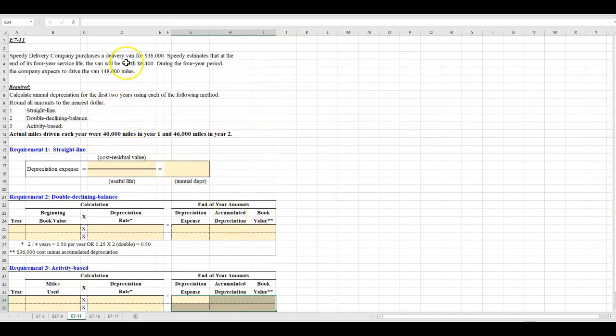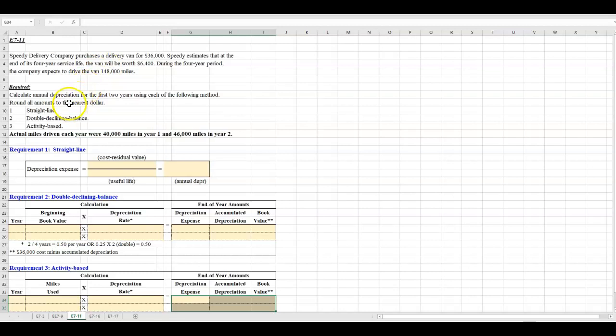So Speedy Delivery Company purchases a delivery van for $36,000. They estimate at the end of its 4-year service life, the van will be worth $6,400. So after they finish using it, they can sell it for $6,400. During the 4-year period, they expect to drive it 148,000 miles.